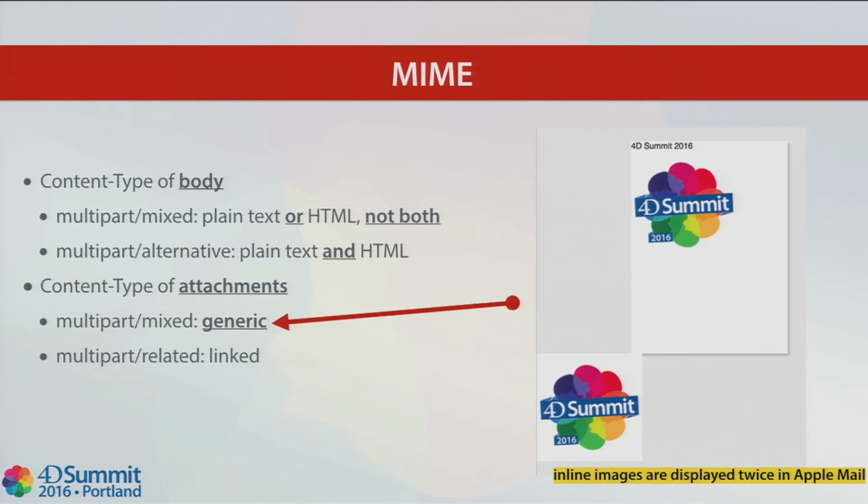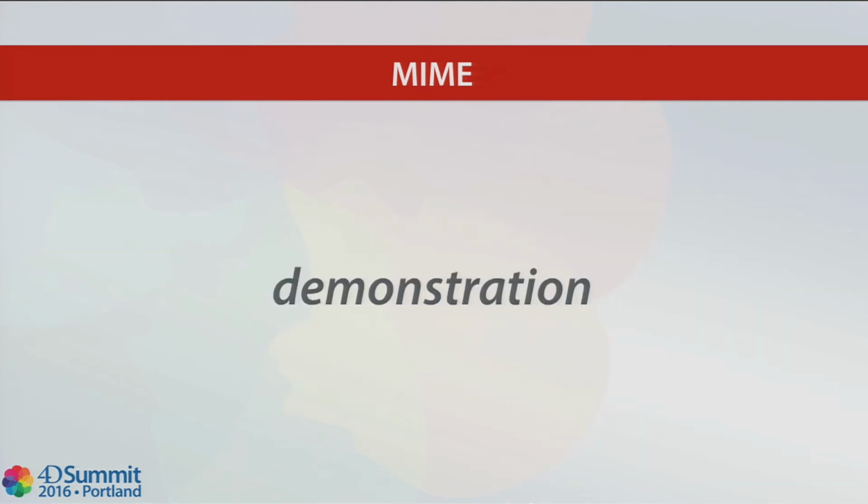To tell the client that this image is actually inside the main message, you have to use multi-part related, but the internet commands use a different convention, and that's how it's rendered differently. So two problems, and I can show you how this can be solved if you construct your MIME manually.